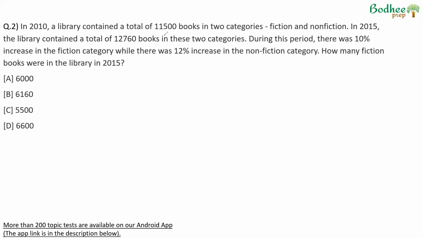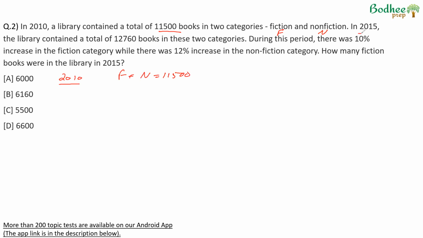In 2010, a library contained 11500 books in 2 categories, fiction and non-fiction. Let the number of fiction books be F, number of non-fiction books be N. Now, in 2015, the library contained a total of 12760 books in the same categories. During this period, there was a 10% increase in fiction category books, while a 12% increase in non-fiction category. How many fiction category books are there in 2015? So suppose in 2010, the number of books is F and N respectively. We can say F plus N is 11500.